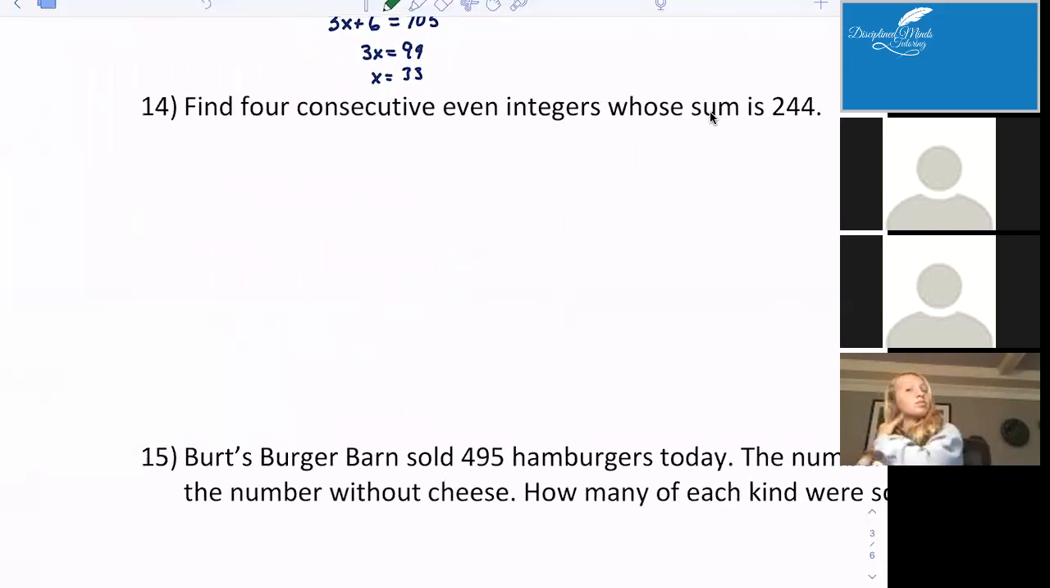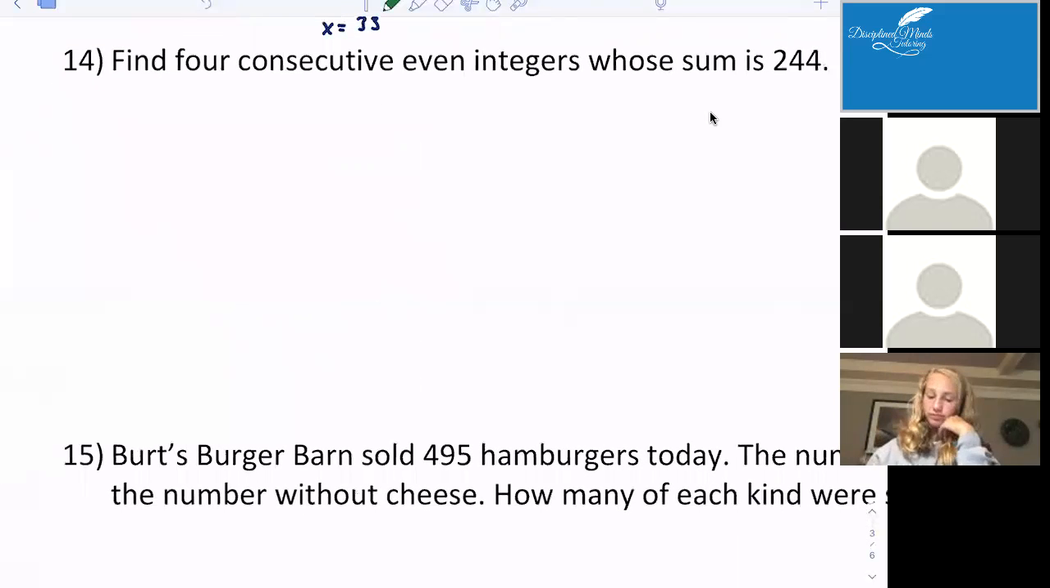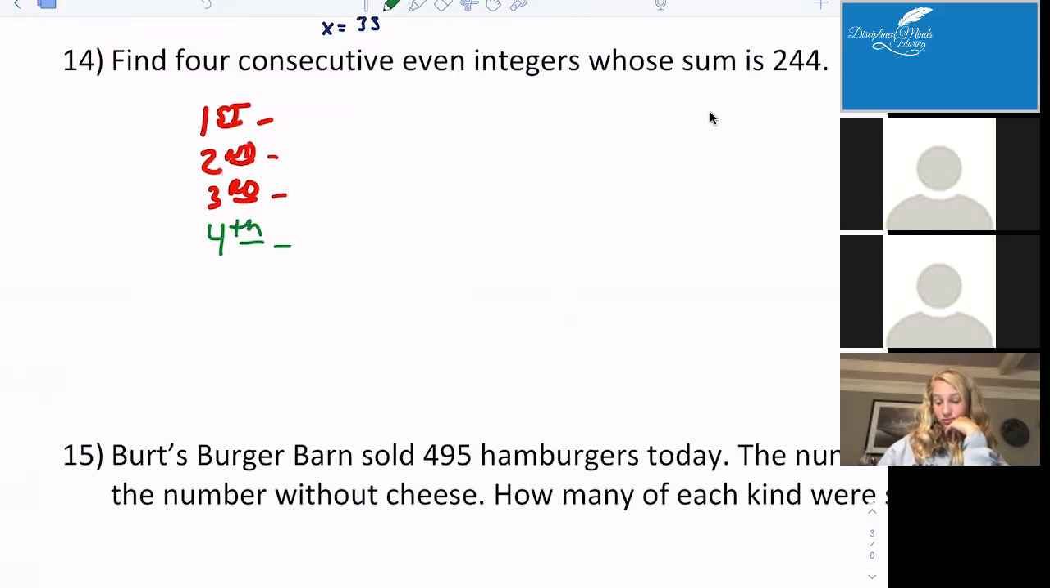Okay, here we go. Find 4 consecutive evens. So this time, instead of first, second, third, I'm going to need a first, second, third, and 4th. Now, consecutive evens. Miss Bailey, what's the first number going to be? X. What's the second number going to be? X plus what?